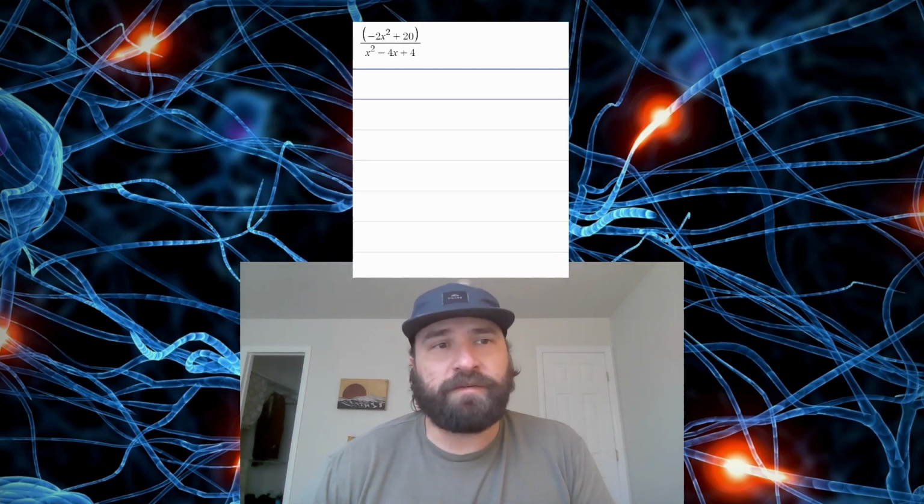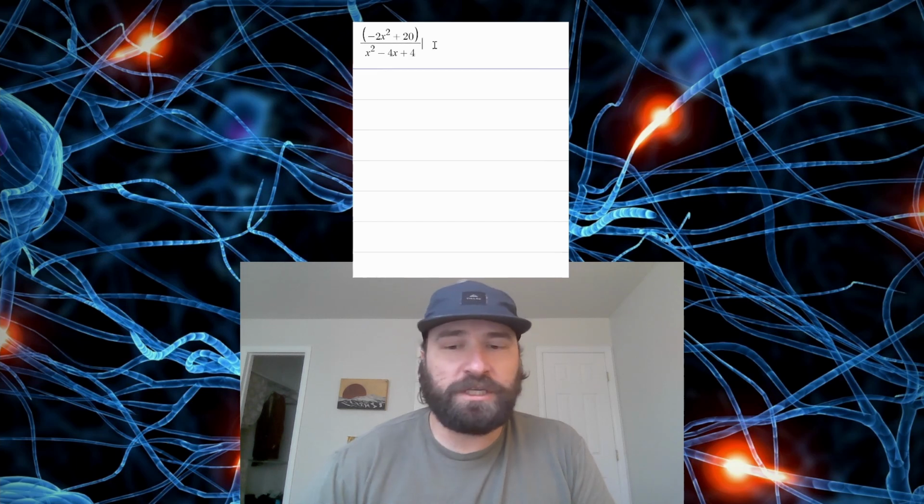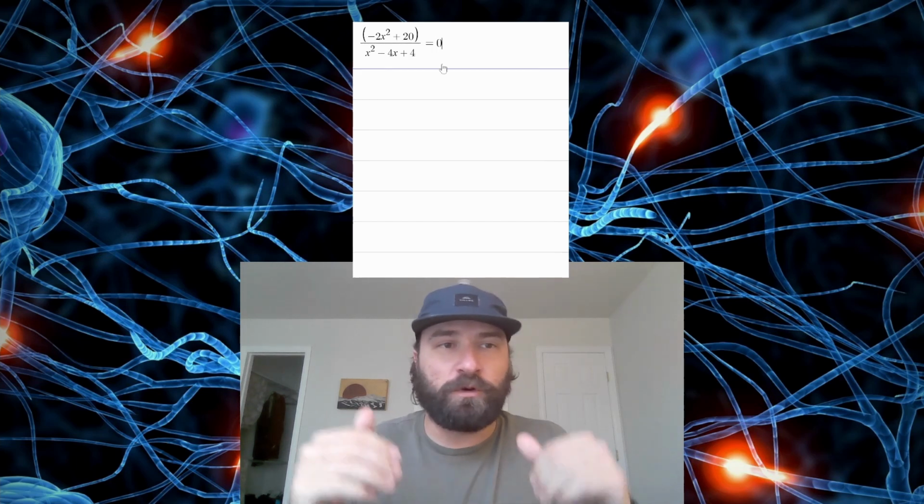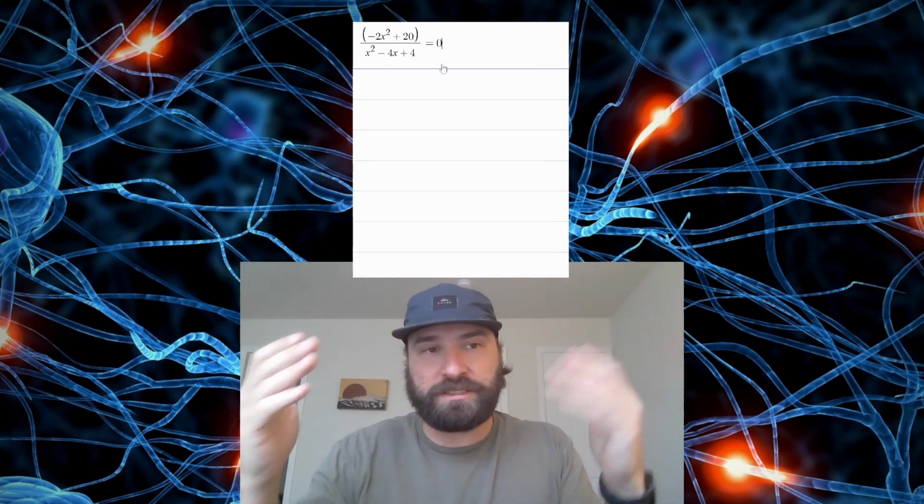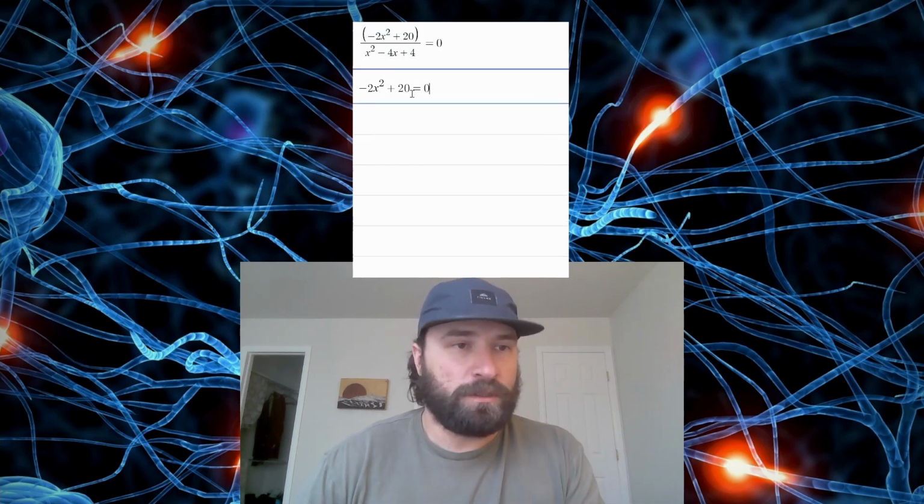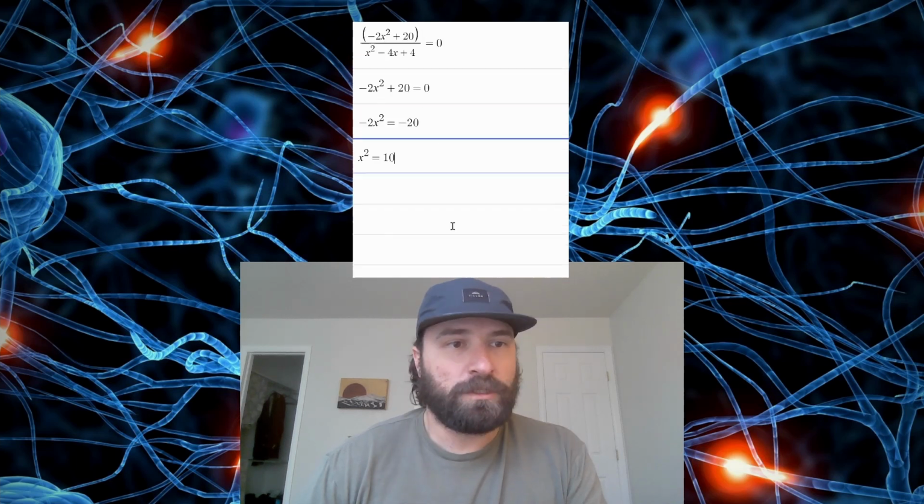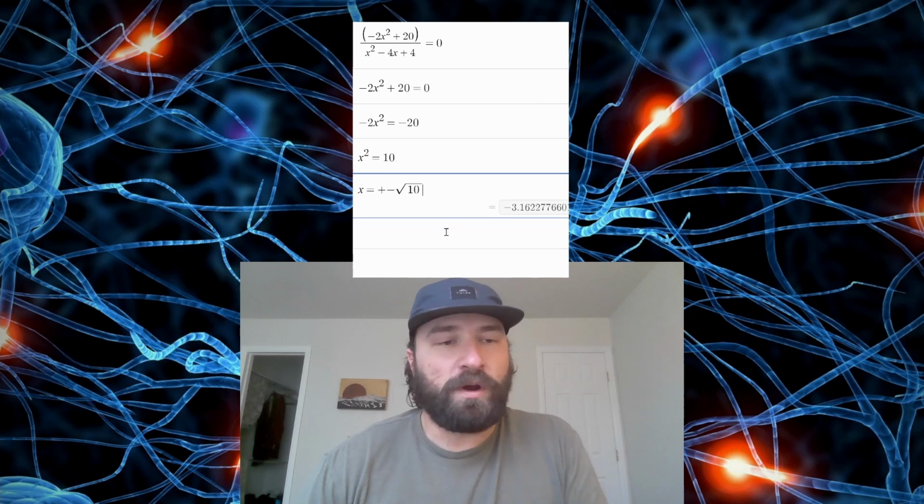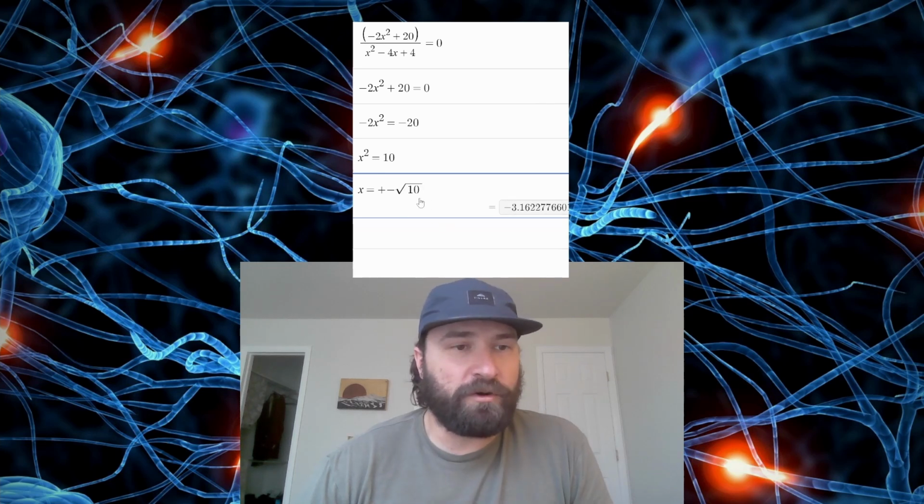But let's assume we didn't have a graphing calculator. So we're going to set the function equal to 0 to figure out the points where it could possibly be changing from negative to positive. You find the zeros of this function by setting the top of the function equal to 0, because anytime the top of this is equal to 0, the whole thing equals 0. So we set that equal to 0, and then we can start solving. Subtract 20 over to the right side, divide by negative 2, and square root, and we're going to get plus or minus the square root of 10, which is what we found on our graph, right?